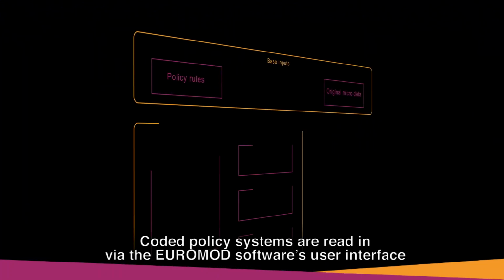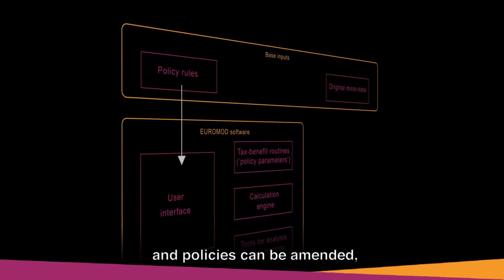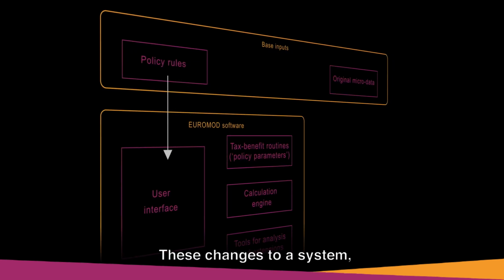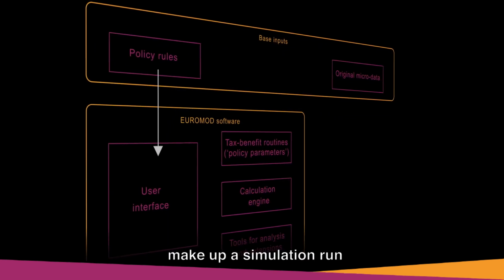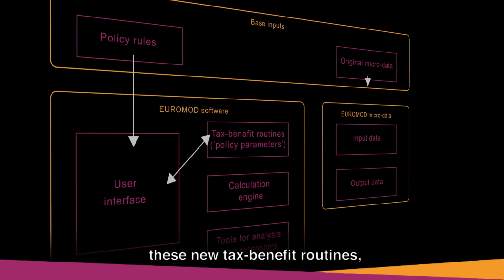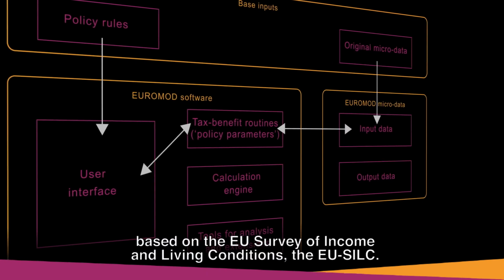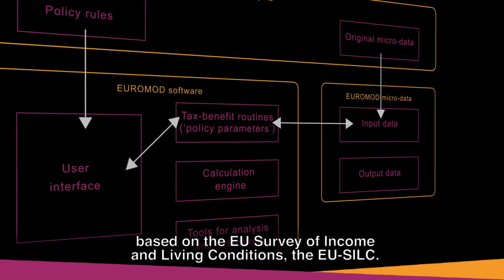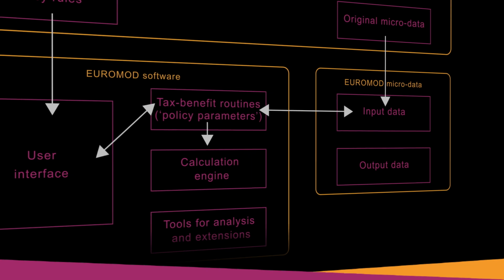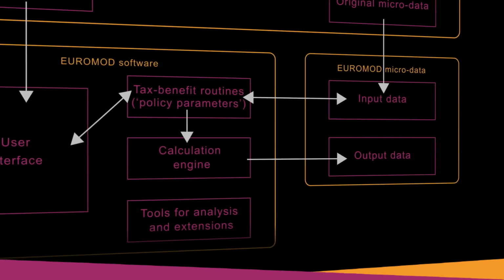Coded policy systems are read in via the EUROMOD software's user interface, and policies can be amended, removed, or added in the UI. These changes to a system make up a simulation run, and on the run command, these new tax benefit routines are run against the baseline input microdata, based on the EU Survey of Income and Living Conditions, the EU SILC. The software's calculation engine then computes a new dataset, the output microdata.